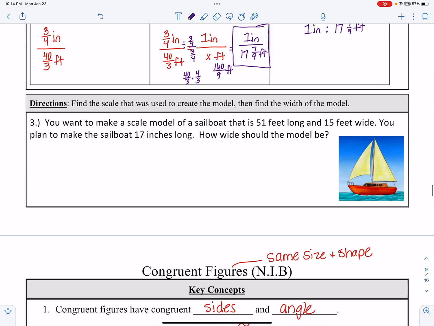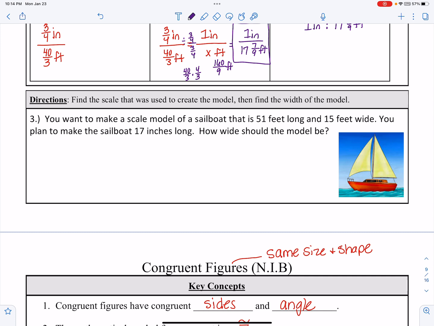All right, this last one, let's go ahead and use means and extremes to solve, just because we haven't done that. I want you to be able to see that example, even though you can see it's pretty easy to just create equivalent fractions with these. You want to make a scale model of a sailboat. It's 51 feet long and 15 feet wide. You plan to make a sailboat that's 17 inches long. How wide should the model be?